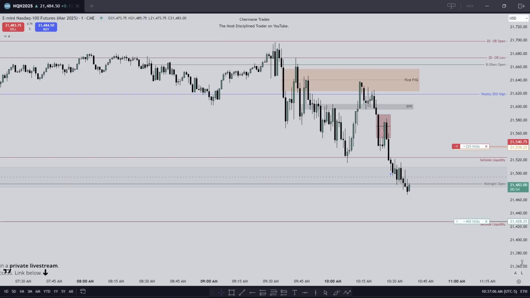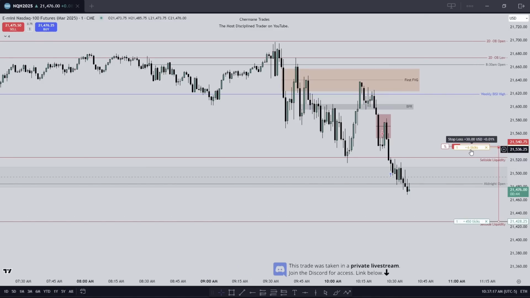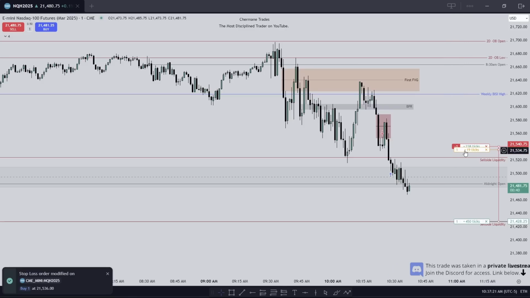My stop loss is staying where it's at. Trailing it anywhere in here would just be a little bit too tight. But realistically, if I was trading a real account, you have to trail it a little bit more just for commissions and all that.